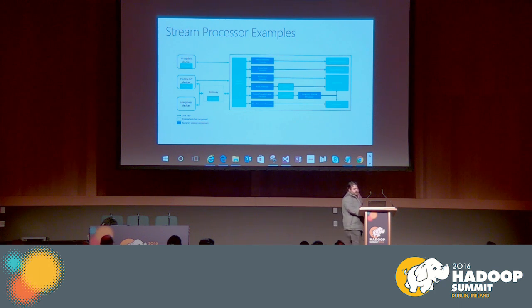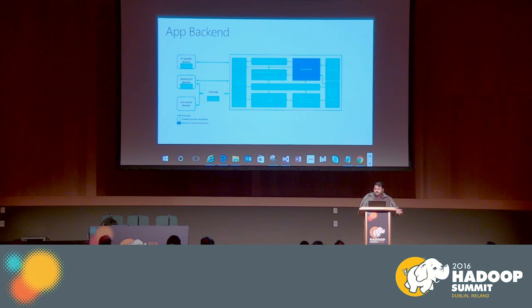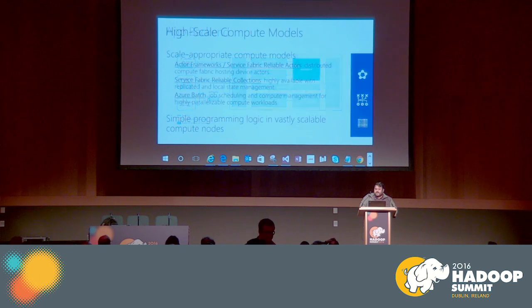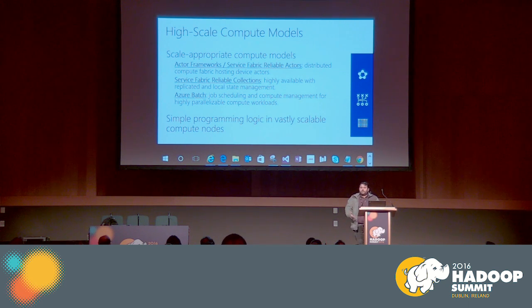Okay? Now, I'm going to skip the app backend over here because, of course, that's more about compute models, and everybody understands how some of those compute models would work. So you could have active frameworks or service fabrics working across them, or you could also write your custom MapReduce programs or custom Spark environments to implement your programming language in scalable compute nodes around it.